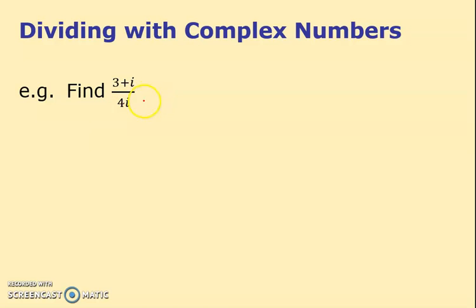Here's another example. Interestingly, the bottom here just says 4i. Now I could times it by minus 4i, and it's probably best to actually, because the advantage of doing that is the i squared will disappear effectively. I'll show you what I mean.